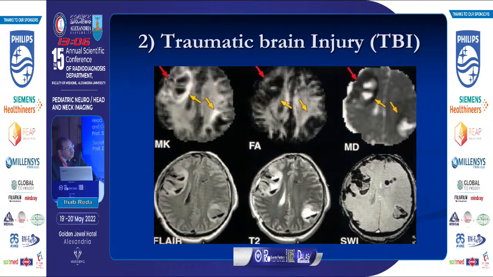This is a case of coup and contrecoup hemorrhagic contusions on FLAIR, T2, and SWI, and look for the area between the ventricle and the hemorrhagic contusion. The white matter here is appearing normal, totally normal. Look in the mean kurtosis. This area is occupied by an area of increased mean kurtosis. This reflects astrogliosis or glial scar formation, which is not seen by any other conventional sequence.